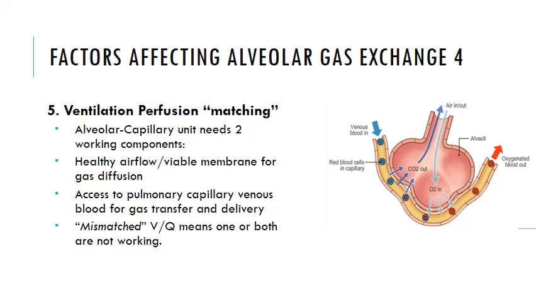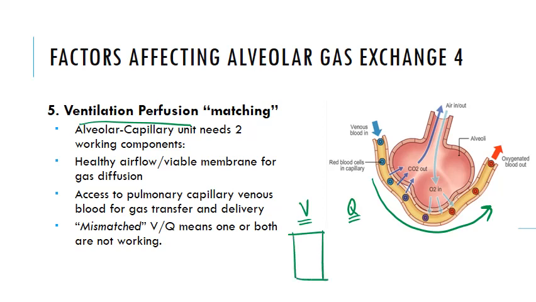So the last concept is that ventilation and perfusion are absolutely essential for gas exchange. Here, the alveolar capillary unit needs two working components. It needs the alveolus for ventilation, and it needs good pulmonary capillary flow for perfusion, which we annotate as Q. So when we have good ventilation, we have good healthy airflow, and when we have good perfusion, we have good blood flow available for gas pickup and drop off.